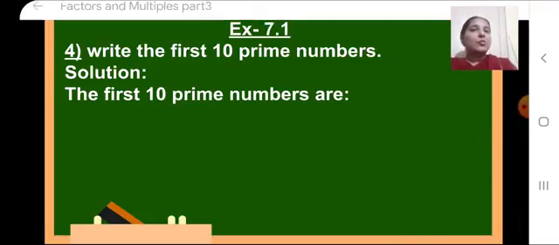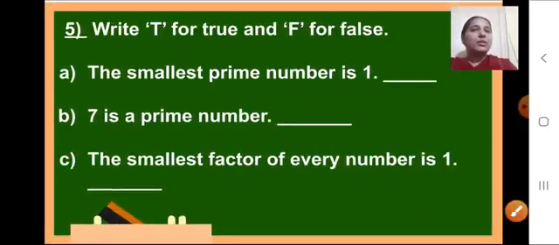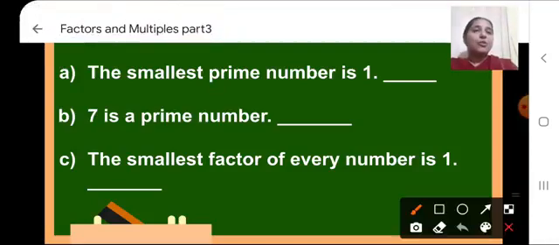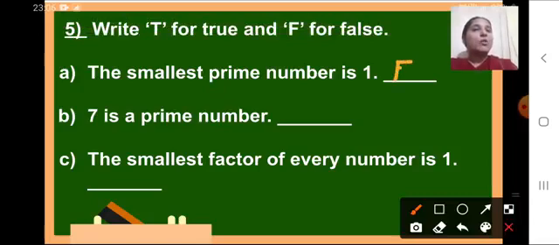Now let's move to the next question. Question number 5 is write T for true and F for false. The first statement is, the smallest prime number is 1. Is it true, children? No, it's false, because what is the smallest prime number? Yes, the smallest prime number is 2.